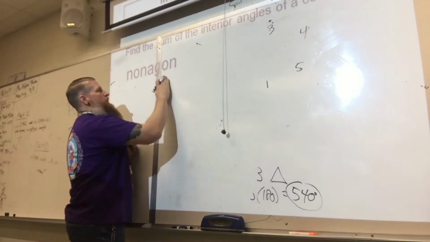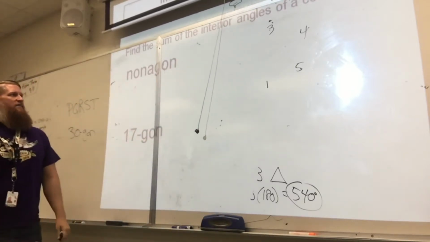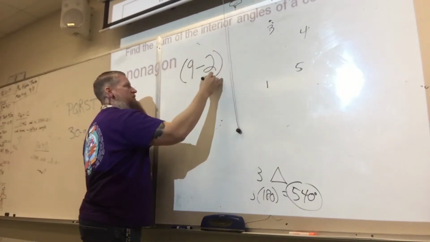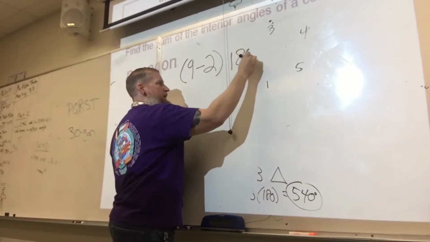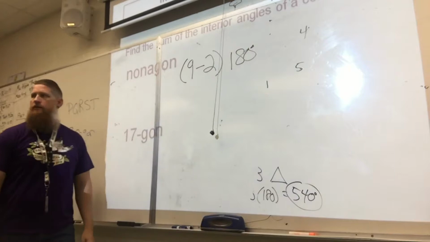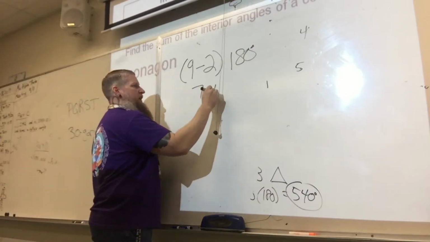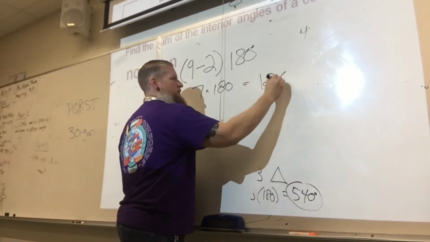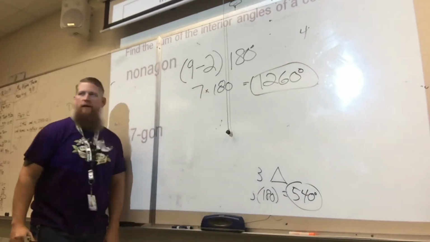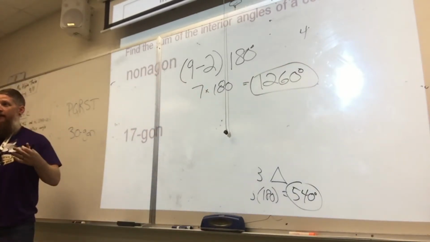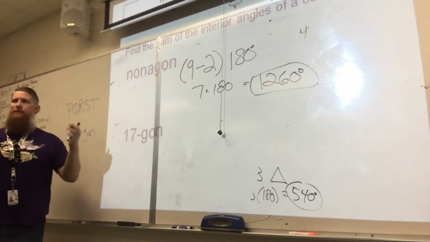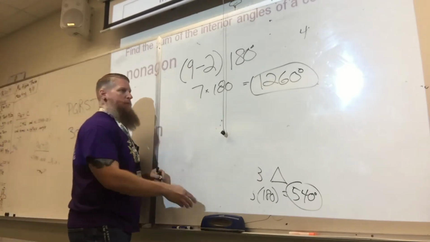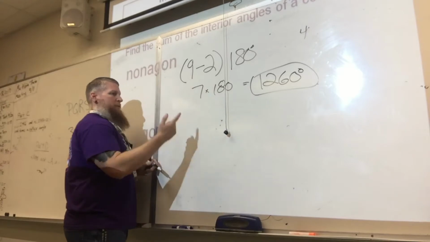A nonagon has how many sides? 9. So if I want the sum of that, I would do 9 sides minus 2, because this is how many triangles there are, times 180, which is the degrees for one single triangle. So what's 7 times 180? 1,260. So if I had a nonagon drawn out and had to find a missing angle, I would add up all the angles they give me and subtract it from that number to find out whichever one's missing. But there'd be 9 angles that you're working with.